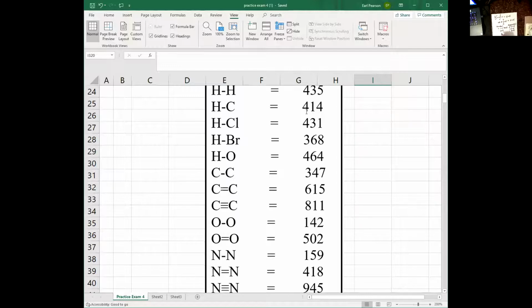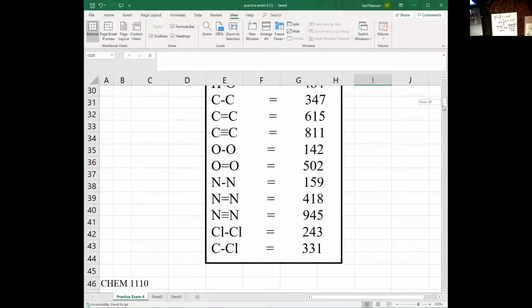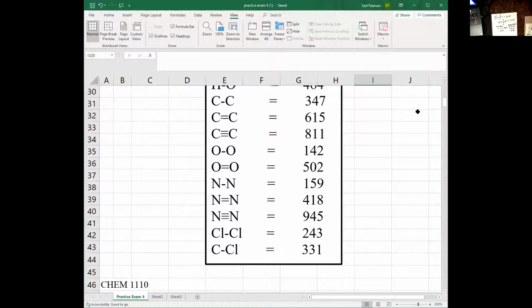Should have planned better. I've got 1 Cl to Cl bond, and let's see where that is. There it is down at the bottom. No, yeah, next to the bottom. And that is 1, and the value is 243. Okay, 3 C to H bonds, so that's 3, and it's 414. I should have saved myself more room. I've got 1 C to Cl bond. There it is at the very bottom, 331.